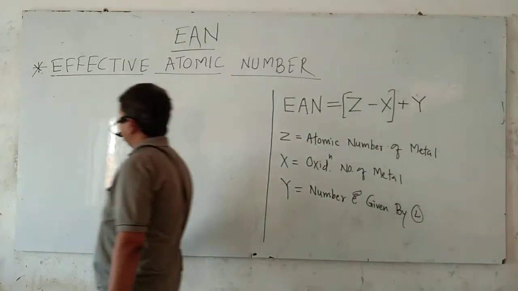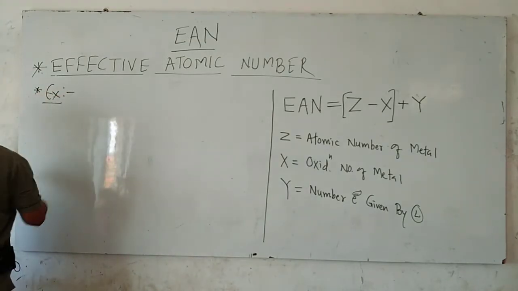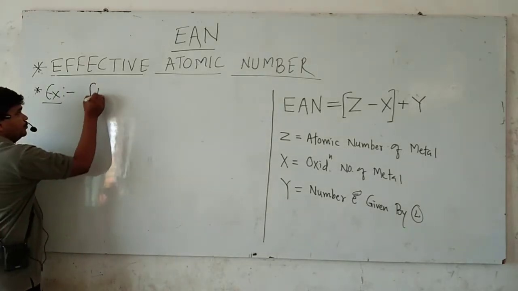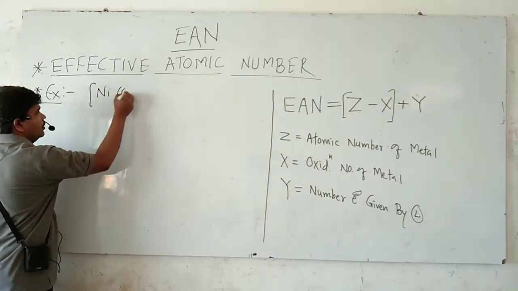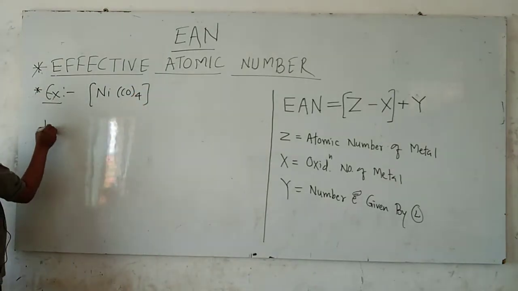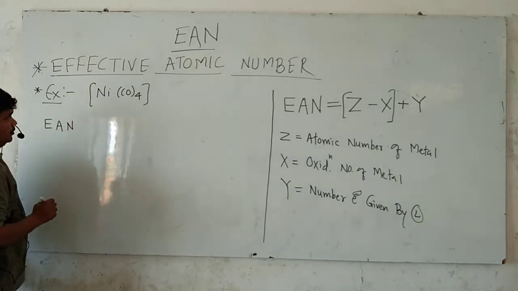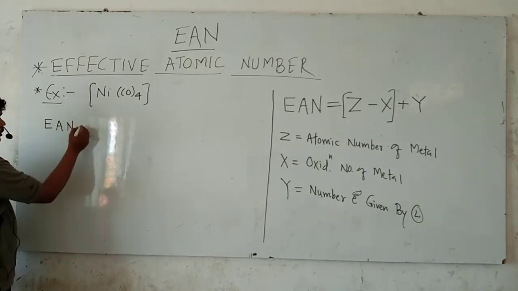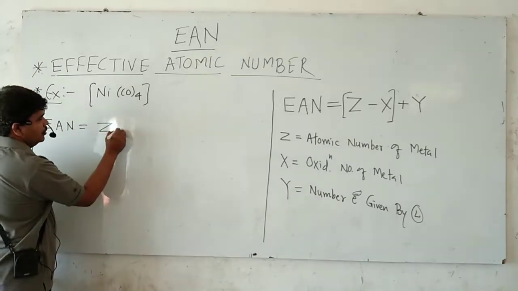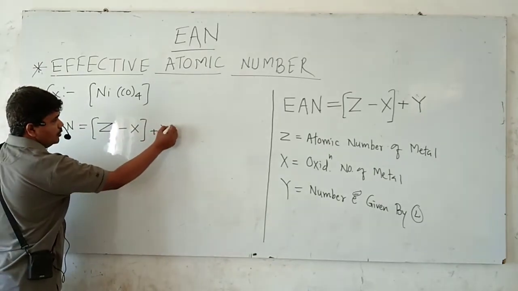For example, consider the complex Ni(CO)4. Now what will be the effective atomic number, EAN, for this complex? Formula is Z minus X plus Y.